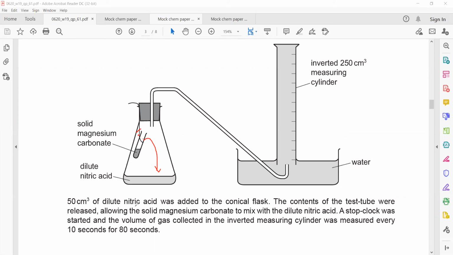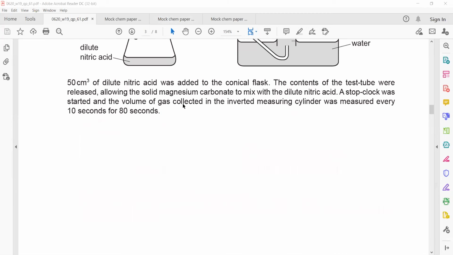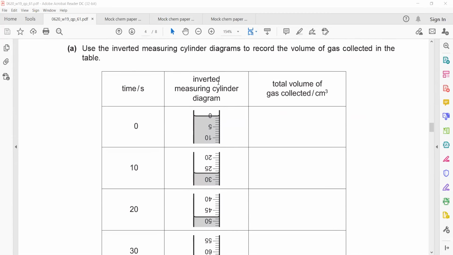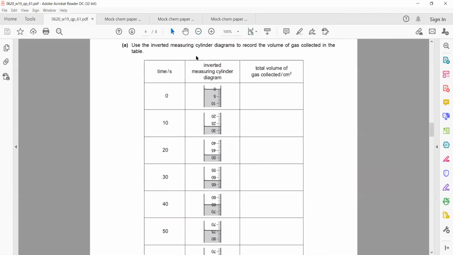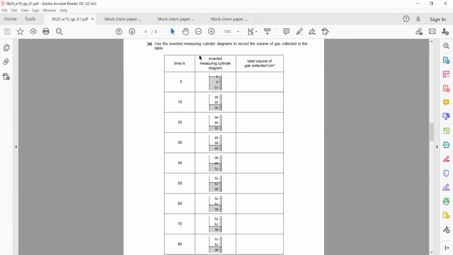So 50 cm cube of nitric acid was added into a conical flask. The contents of the test tube were released, allowing the solid magnesium carbonate to mix with nitric acid. A stop clock was started and the volume of gas collected was measured every 10 seconds for 80 seconds. Use the inverted measuring cylinder diagrams to record the collected volume. So can you fill up this table by using a screen annotation?